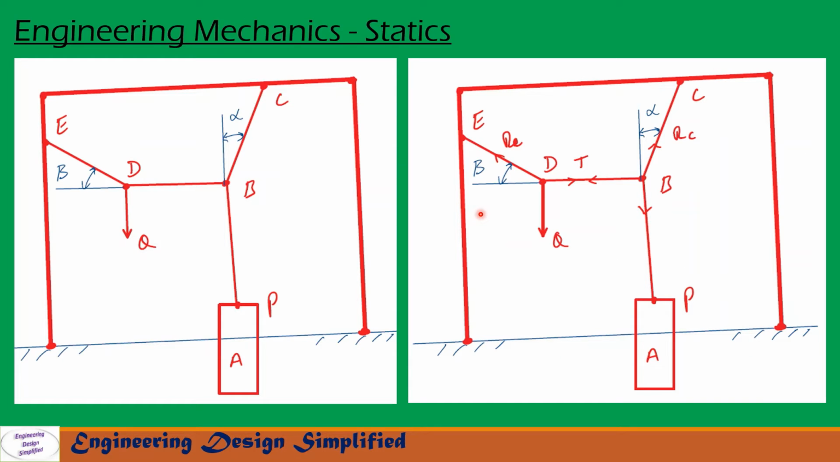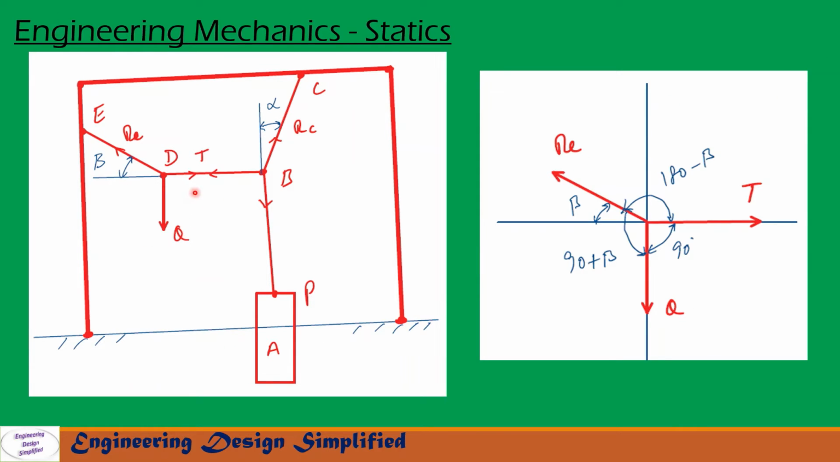Let us see forces and reactions. At this point D, if the man pulls downwards with his entire weight Q, then this side of the cable will experience a tension, let us call that Re, and this side of the cable also experiences a tension, let us call that T. At this point B, this side of the cable will experience a tension, let us call that P, and this side of the cable will experience a tension, let us call that Rc.